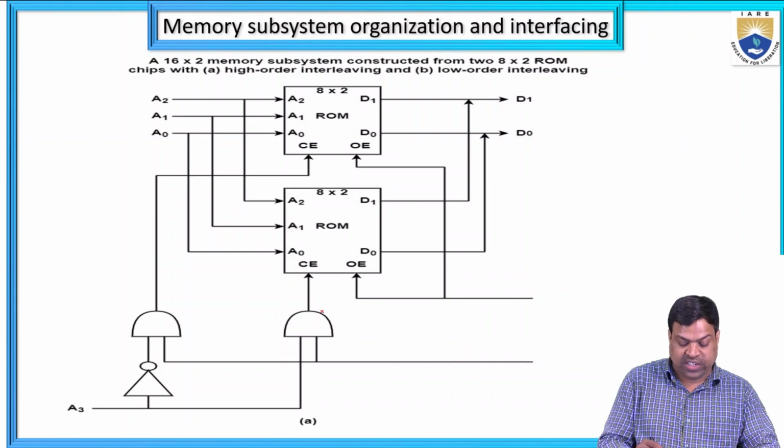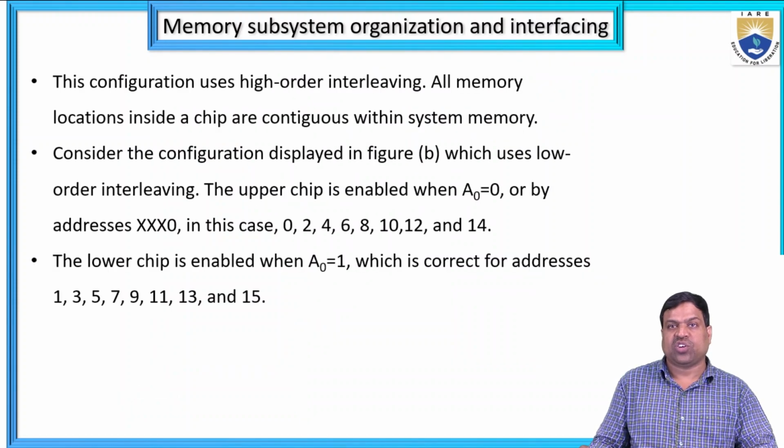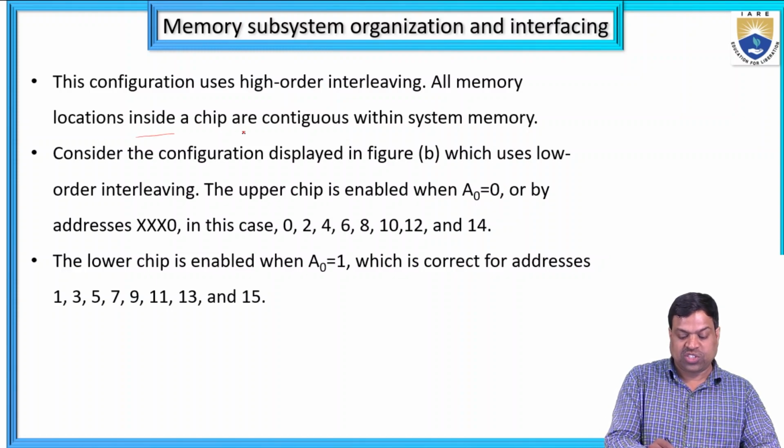Two ROMs are connected here, and the data lines D0 and D1 are the two data lines, and here 8x2 ROMs are connected. So there are input chips and output chips, and CS is the control chip, the chip enable, and OE is the output enable. In this configuration of high order interleaving, all memory locations inside the chip are continuous within the system.